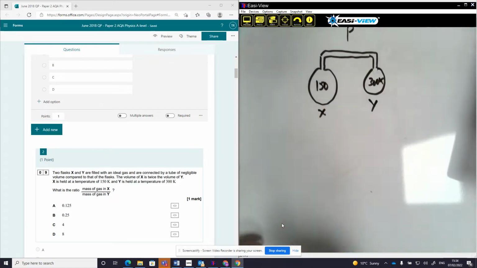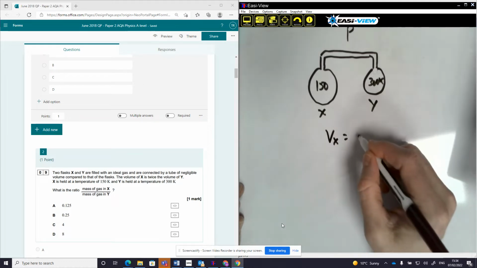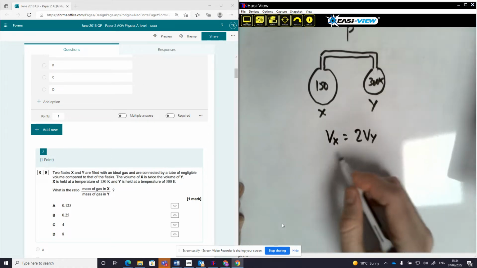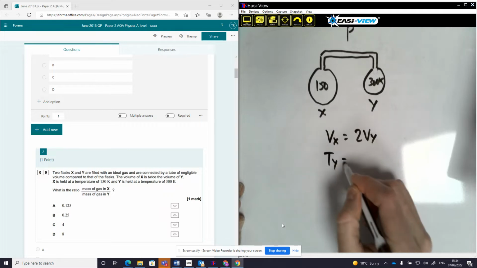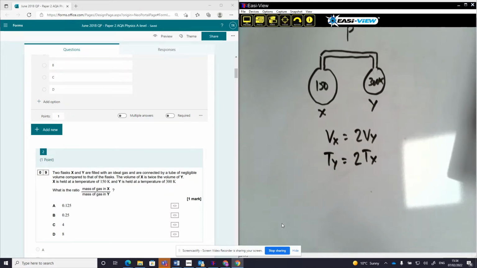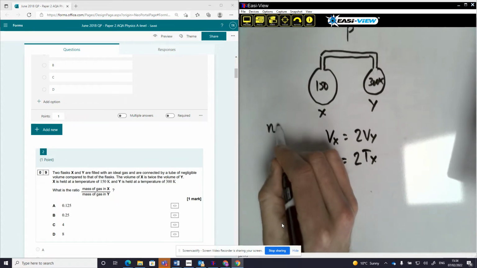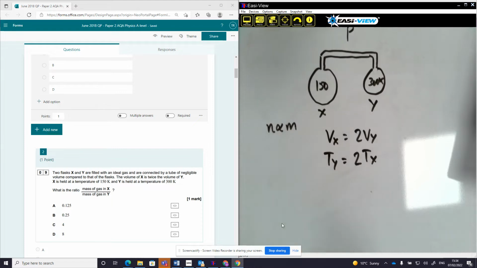And I'm looking at the ratio of the masses. Now, the ratio of the volumes: Vx has twice the volume of Vy, and then the temperature of Y is twice the temperature of X. So I've got that information as well. Now I need to accept that because n is proportional to m, the number of moles is going to be proportional to the mass because it's made of the same gas. So I can solve this.